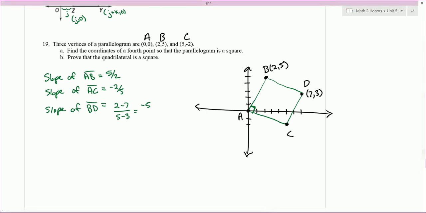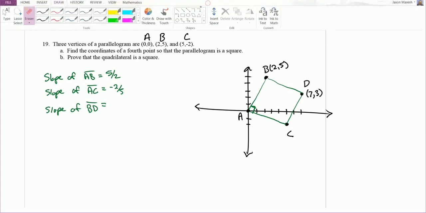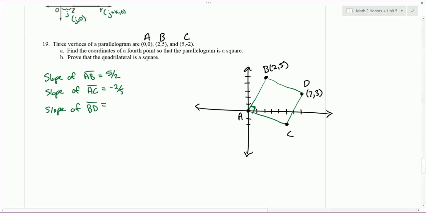Sorry, I did this wrong. Let me fix that. I said it right, but wrote it wrong. So y minus y, so that would be 5 minus 2, 5 minus 3, and then over 2 minus 7, which is negative 2, which is positive 2, over negative 5, or negative 2/5.